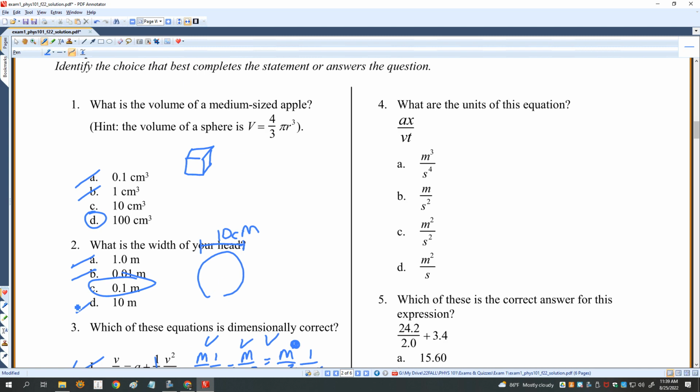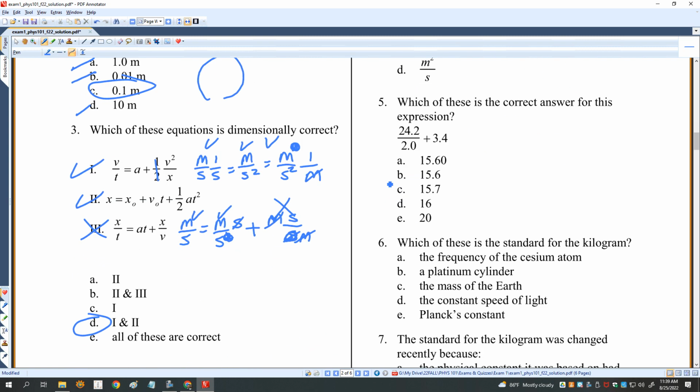What are the units of this equation? All right, meters per second squared. Meters, seconds over meters, that's my 1 over V. And then 1 over seconds. That cancels, cancels, cancels, cancels. And I'm left with this.